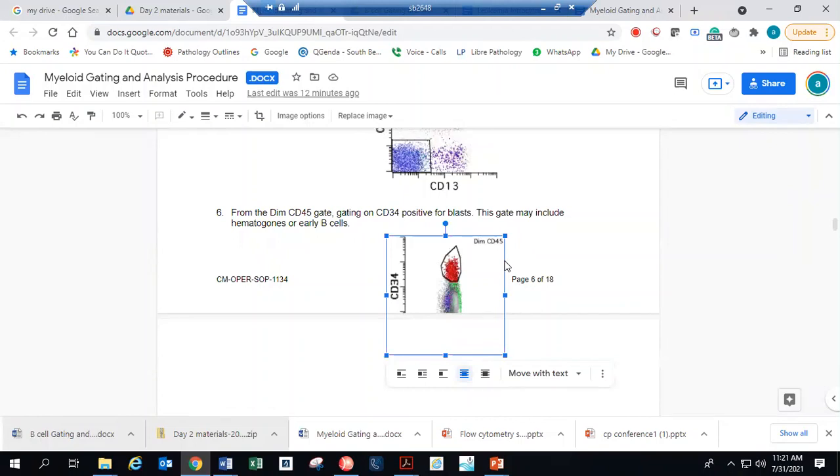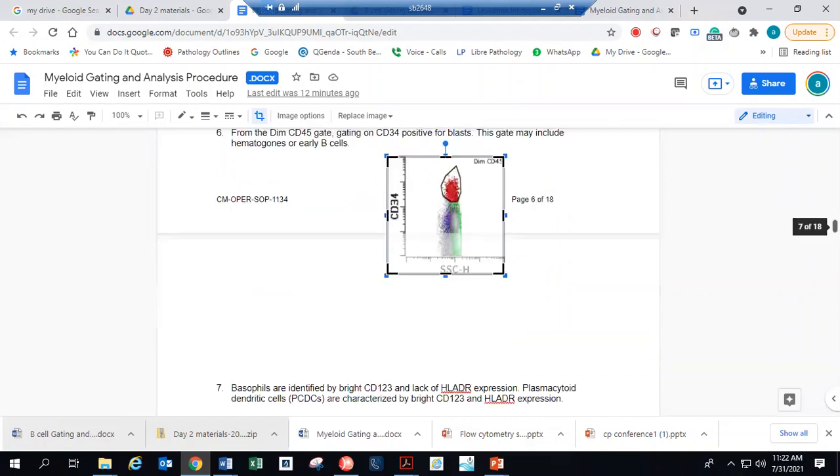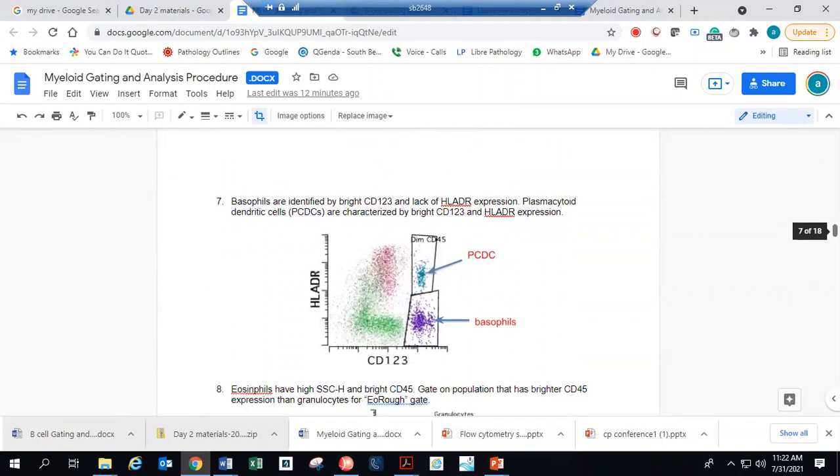Okay, so this is your side scatter versus CD34, and we already saw that from the CD45 gate, we gated on the CD34 positive blasts. These CD34 positive blasts will also be the ones that will have hematogones and immature B cells or early B cells. Coming to the basophils, so Shweta was talking about gating basophils and everything. So this is how the basophil gating would be.